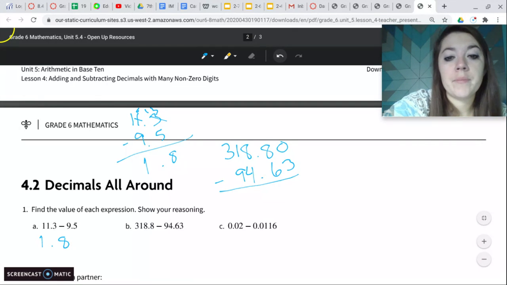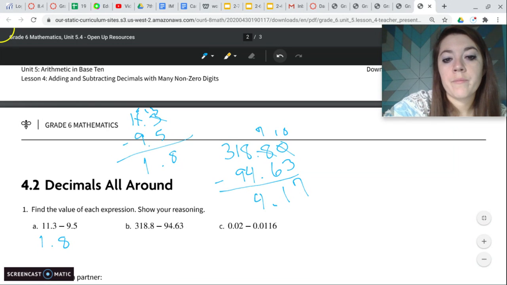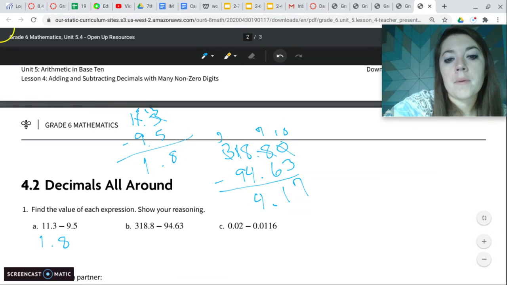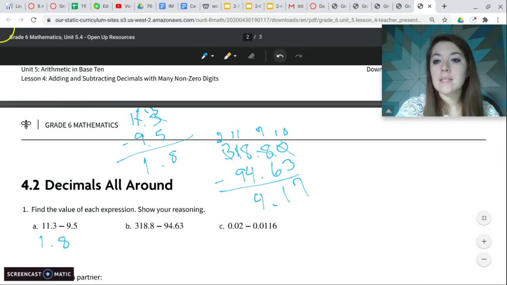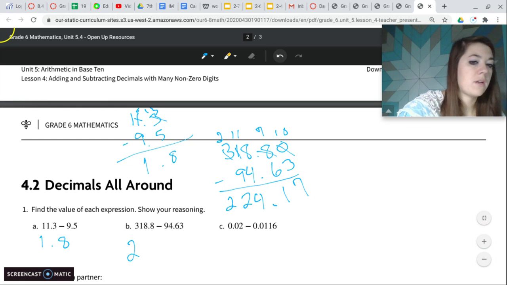So 0 minus 3, can we do it? Nope, we have to borrow. So now we change the 8 to a 7. The 0 becomes a 10. 10 minus 3 is 7. 7 minus 6 is 1. 8 minus 4 is 4. 1 minus 9, can't do it. So we borrow, that becomes a 2. Now we have 11 minus 9, which is 2. And 2 minus 0 is 2. So this is 224.17.